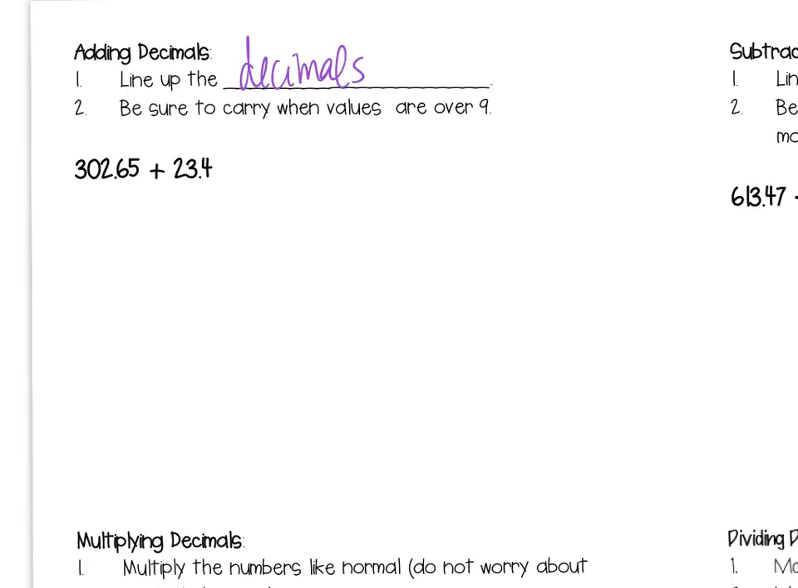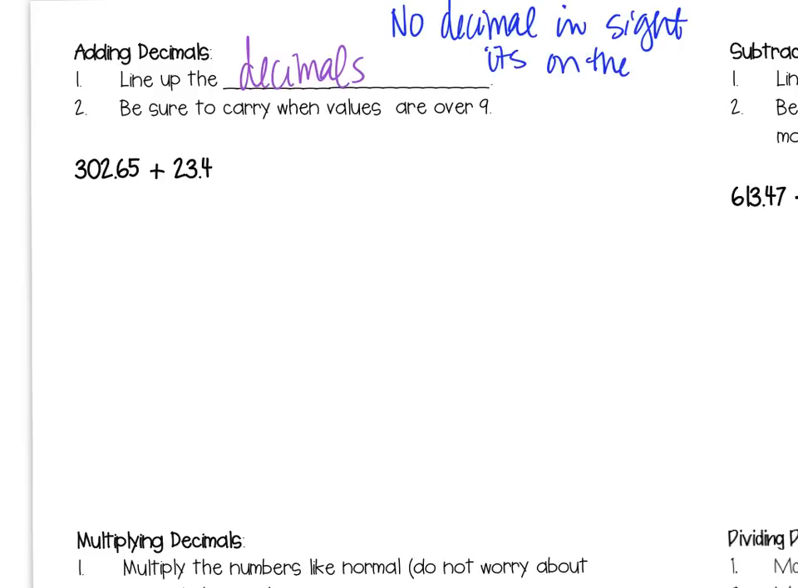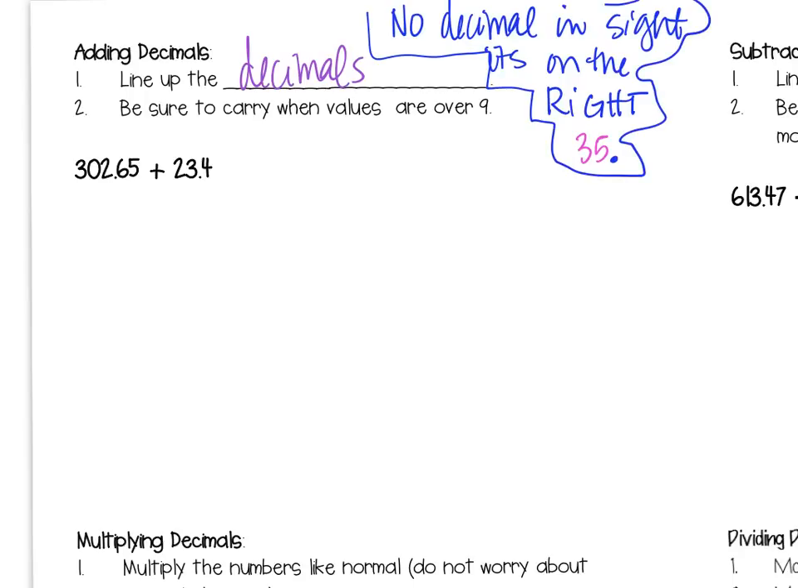Okay, let's talk for just a second. No decimal inside, it's on the right. So go ahead and write this: no decimal inside, it's on the what? Right. Every number can have a decimal. Pretend I have this number, 35. There's no decimal, but right there on the right, you can always add it. No decimal inside, it's on the right. You've been told that a bazillion times.